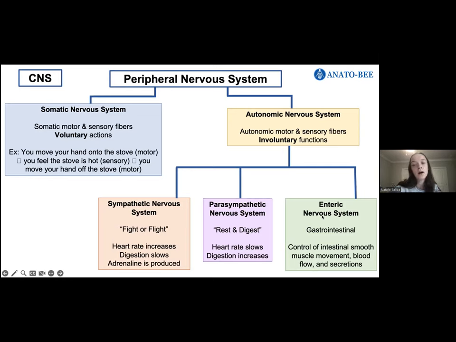And then while digestion is involved with these two, it also has a separate nervous system of its own just to maintain it throughout. And it's called the enteric nervous system. And this just controls the smooth muscle movement, the blood flow, and the secretions of the GI system.